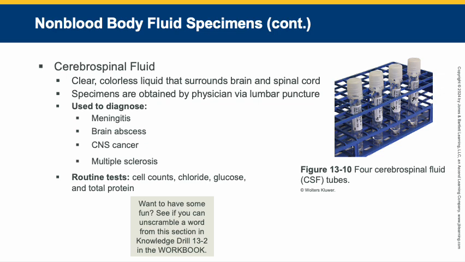Normally, the first tube is used for chemistry and immunology. The second tube is used for microbiology. The third tube is used for cell count and differentials in the hematology area, because it is the least likely to be contaminated with blood cells. And then the fourth tube is typically used for cytology or just as an extra tube.